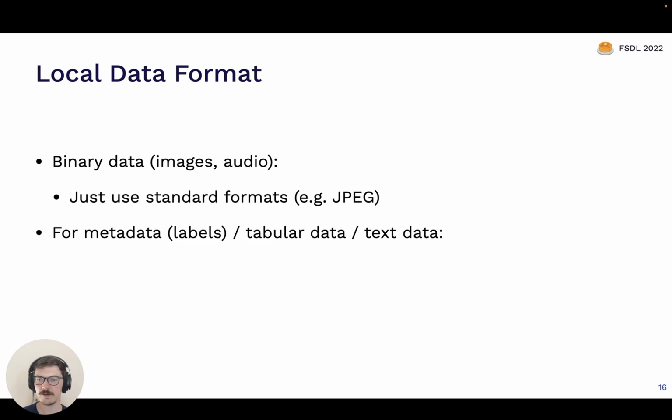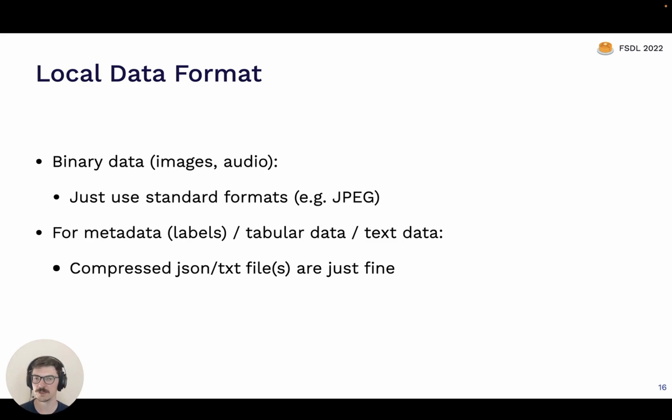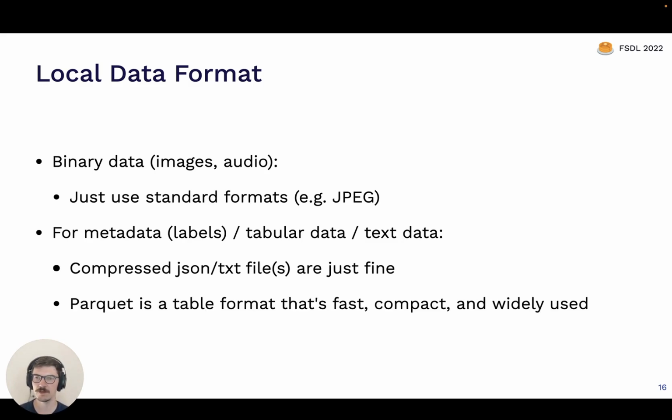For the metadata like labels or tabular data or text data, compressed JSON or text files are just fine. Or Parquet is a table format that's fast. It's compressed by default as it's written and read. It's compact and it's very widely used.